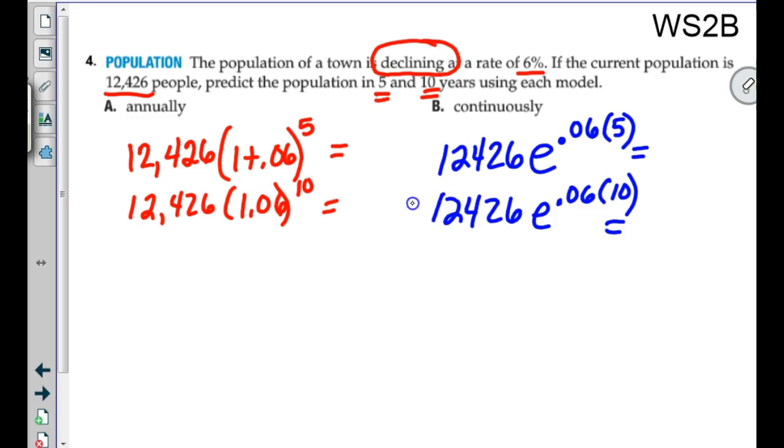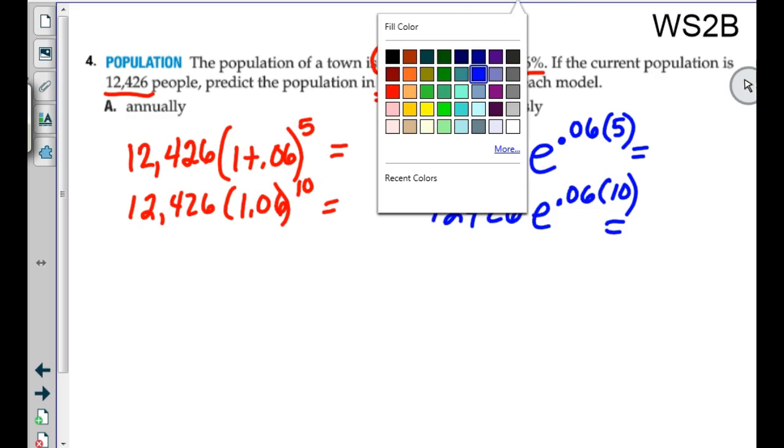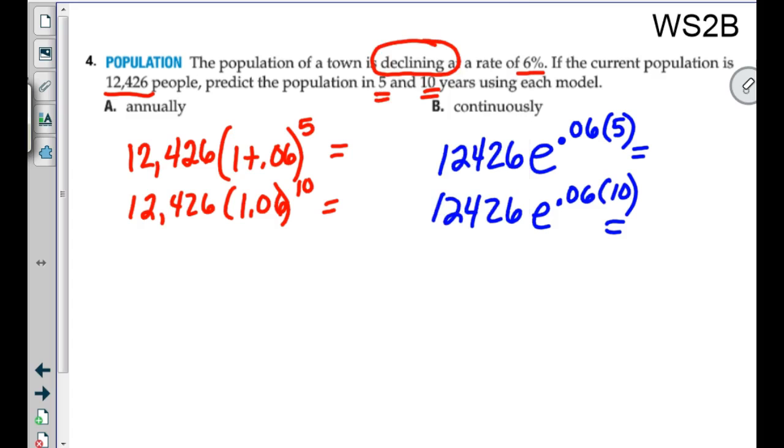Oh, this is all wrong. Okay, you are so smart. I circled declining and then I ignored it completely. So this should be minus.